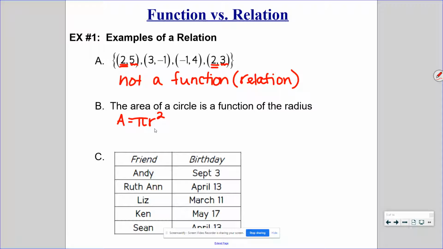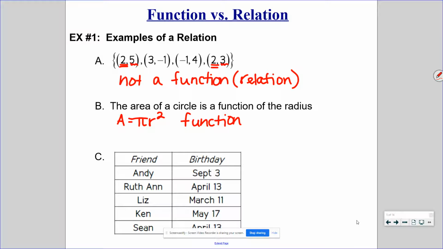So if I input a radius value into my area function, I'm going to get an answer that equals the area, right? If I put a number in for r, there's no possible way for me to get 2 different answers, right? This is a calculation. So that means that since every input would have its own specific answer, that is a function.